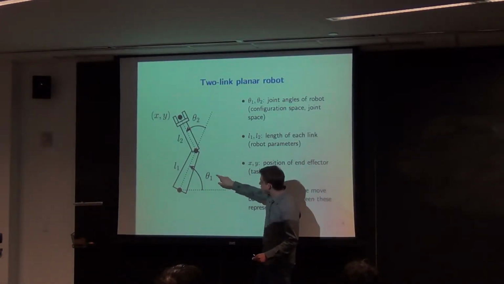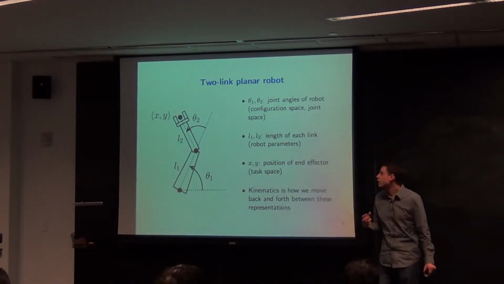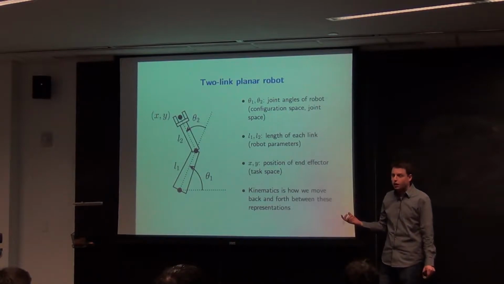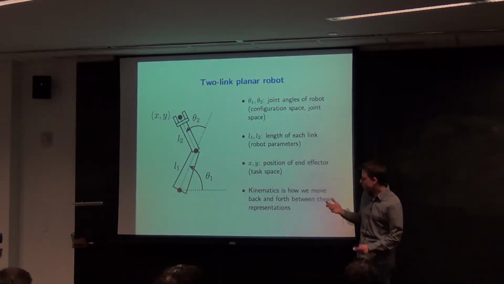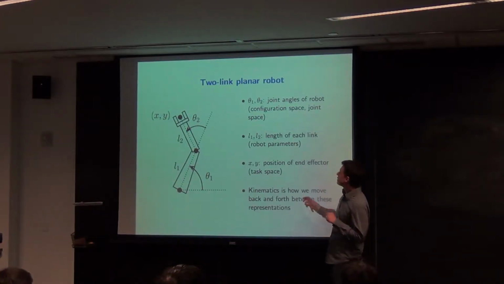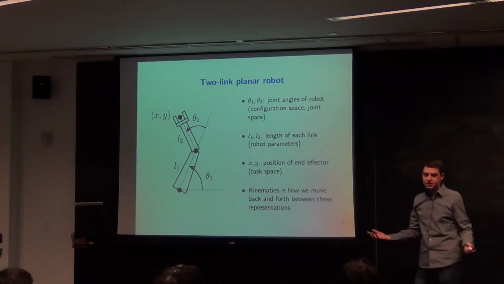What does change are these variables theta 1 and theta 2, and these are the joint angles of the robot. They go by a lot of names, but basically the space of all allowable joint angles is sometimes called the configuration space of a robot, or sometimes just the joint space of a robot.